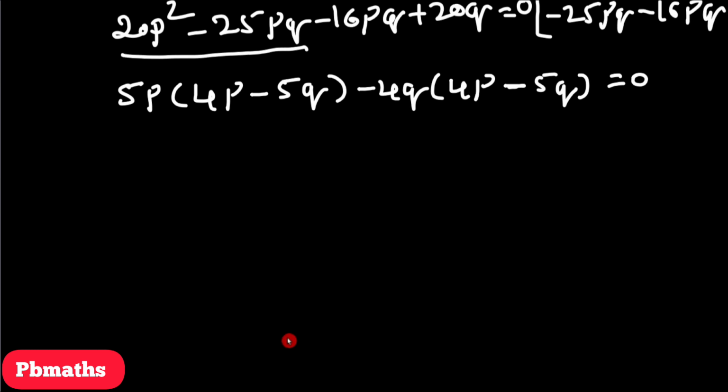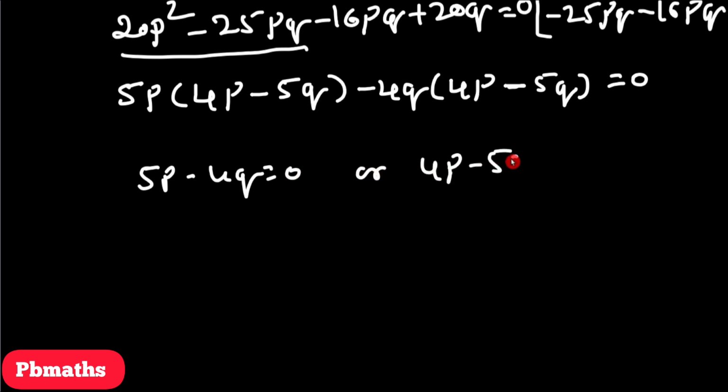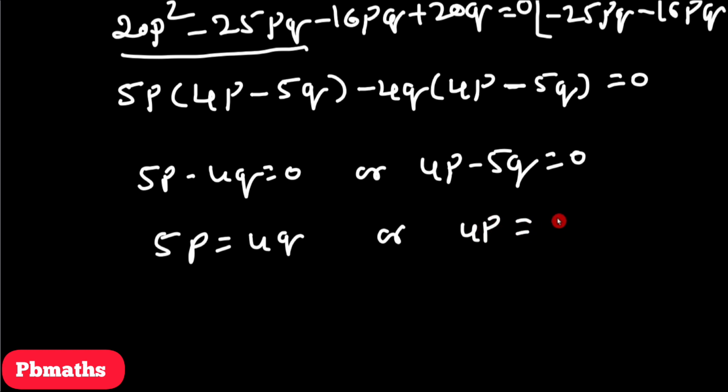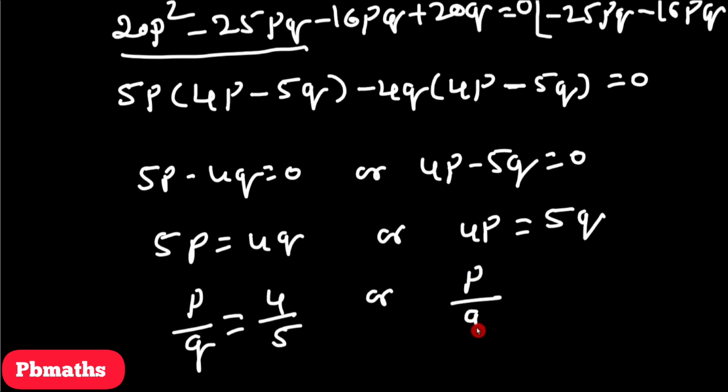Then we have 5p minus 4q equals 0, or 4p minus 5q equals 0. So 5p equals 4q, or 4p equals 5q. Then p by q equals 4 by 5, or p by q equals 5 by 4. So p by q equals 4 by 5, or p by q equals 5 by 4.